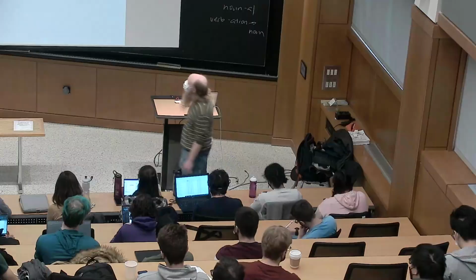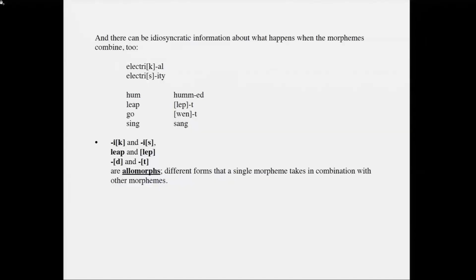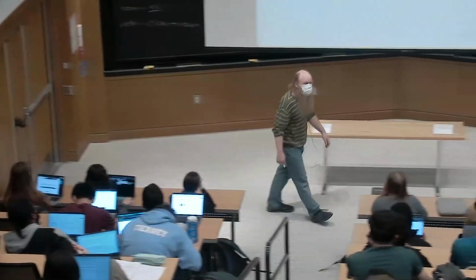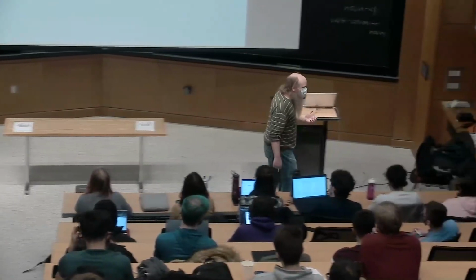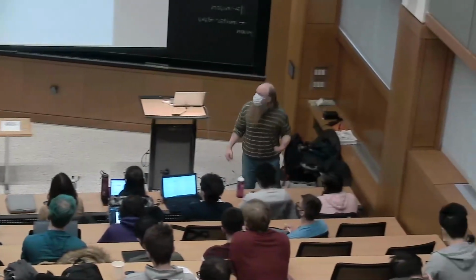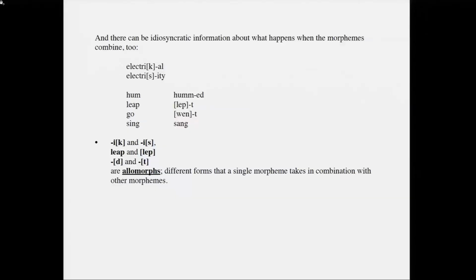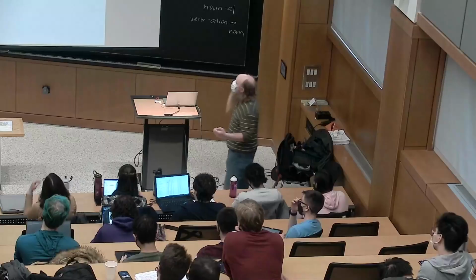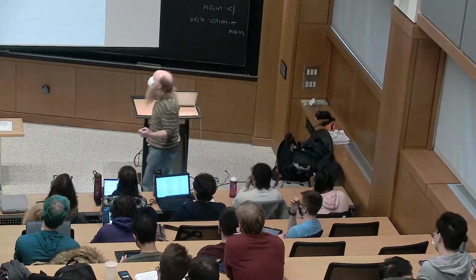Similarly, the past tense, like the plural suffix, which can be either "z" or "s", like in cats and dogs, has a bunch of different forms. Sometimes it can be more of a D sound, like in hummed. Sometimes it can be more of a T sound, like in leapt. And the verb itself can undergo changes when you add the suffix to it. So the past tense of hum is hummed. That's all fairly peaceful. But the past tense of leap is not leaped, it's leapt. The past tense of go is not goed, it's went.